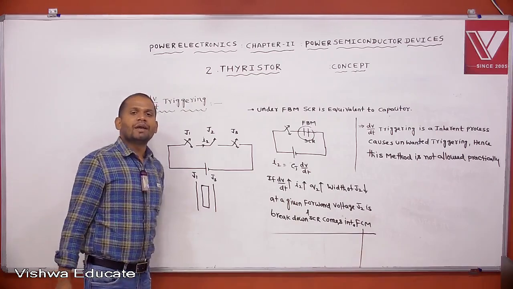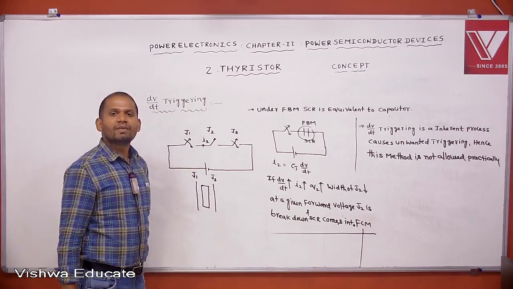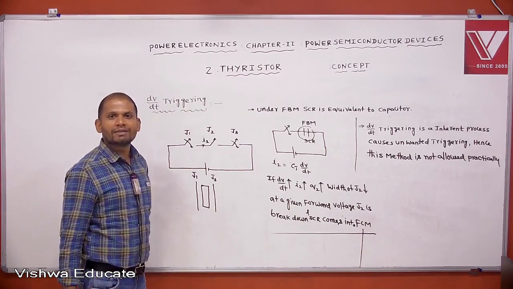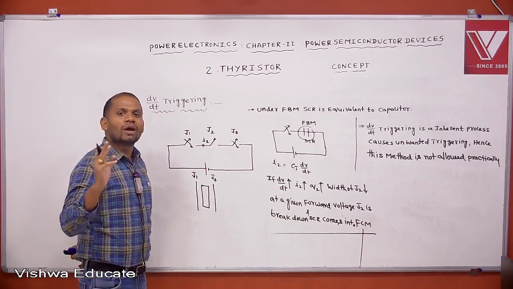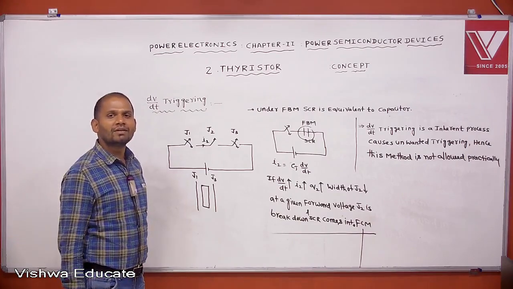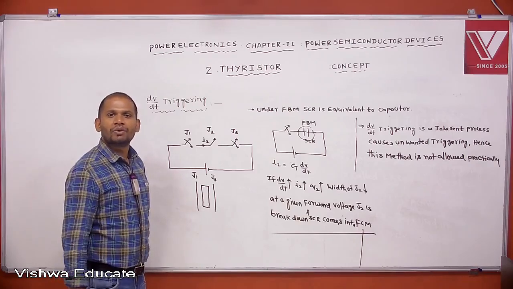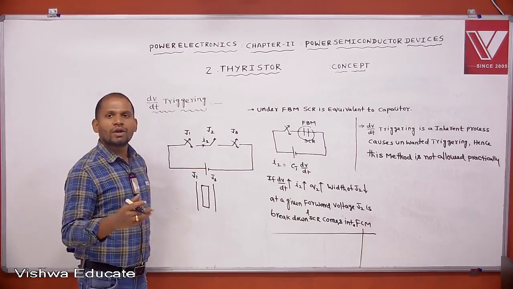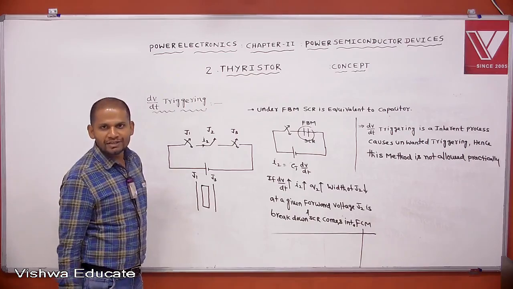In this concept, I discussed what exactly the forward voltage triggering method is, and I explained the two transistor analysis. Then from the two transistor analysis, I explained two concepts: the gate triggering method and the temperature triggering method. Temperature triggering is also one of the inherent processes. Practically you cannot allow it. Then the light triggering method is also a controlled process. Light triggering is mainly used in HVDC converters.